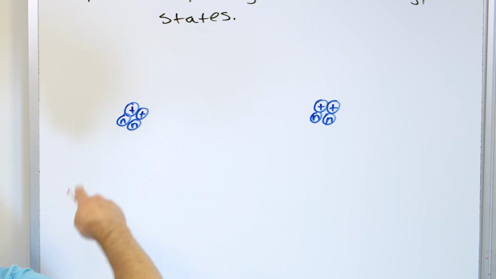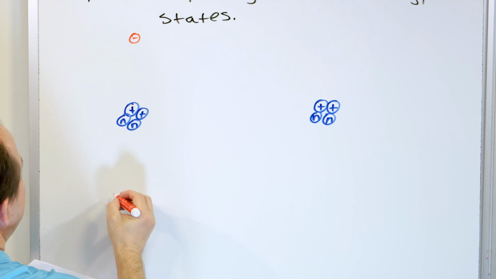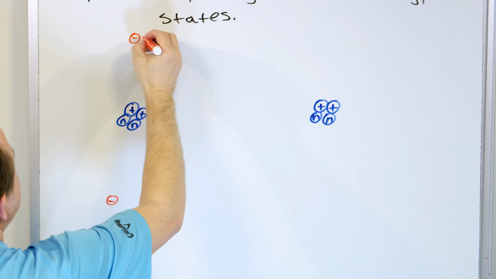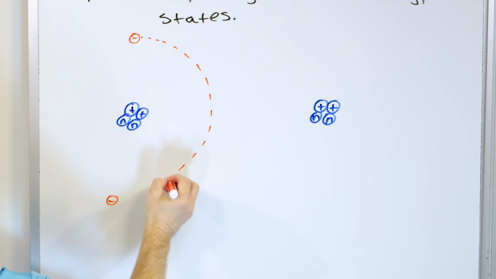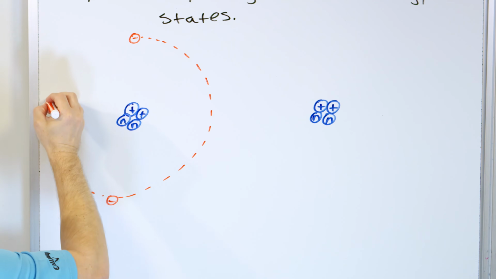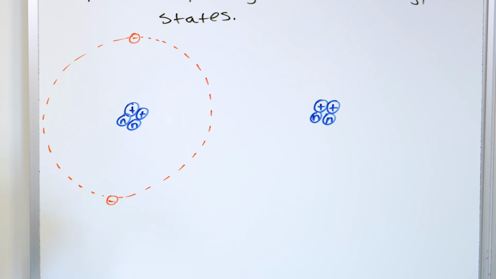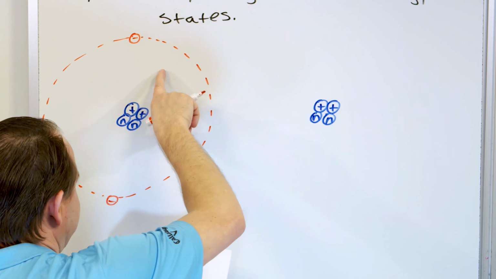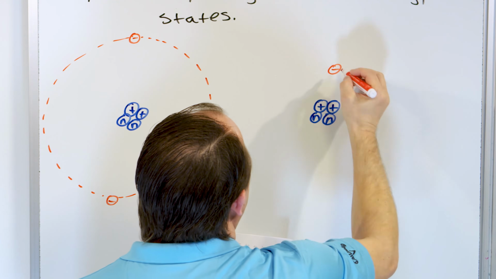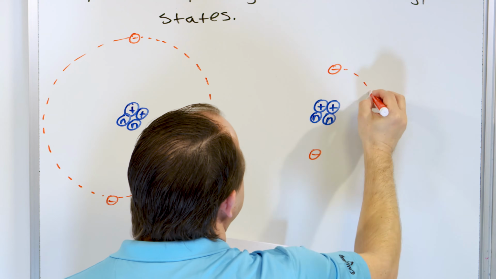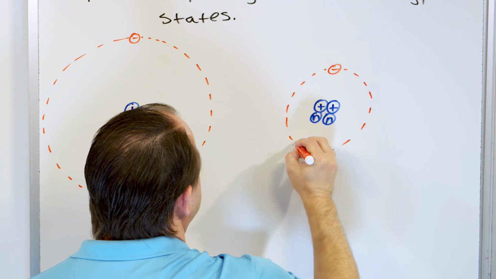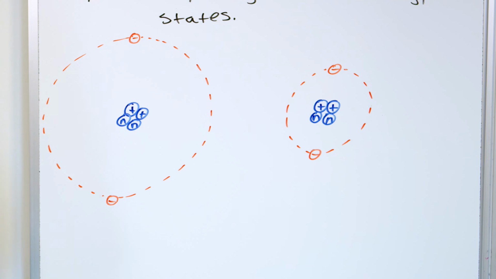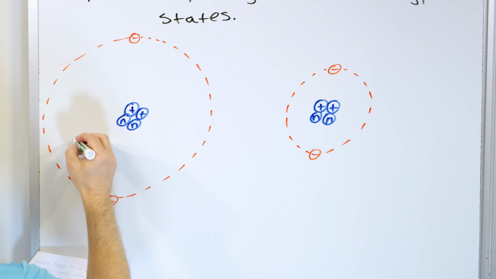All right? So if we have an electron right here, and maybe we have another electron on the other side, and they're essentially in the same orbit like this, which again, I'm telling you right now, they don't really orbit like this, and we'll talk exactly why later. But this is a higher energy state than a situation like here, where you have electrons that are closer to the nucleus.